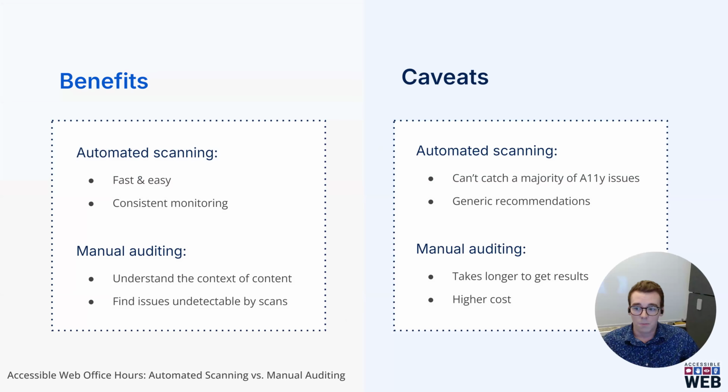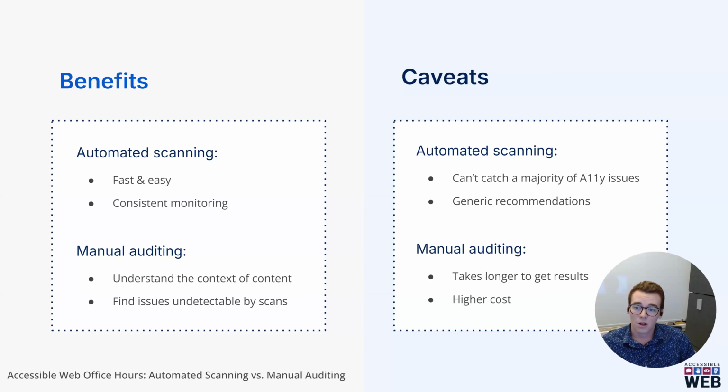All right, so some benefits and some caveats to both. So the benefits of automated scanning include that it's fast and it's easy to set up. And it can be used to monitor your site for the long term versus manual auditing, which is typically a one and done. You have to revisit it in the future. The benefits of manual auditing include that the context of the content and what is supposed to be communicated is understood by the auditor, which currently isn't understood by scanning. And issues will be caught that go undetected by scanning.